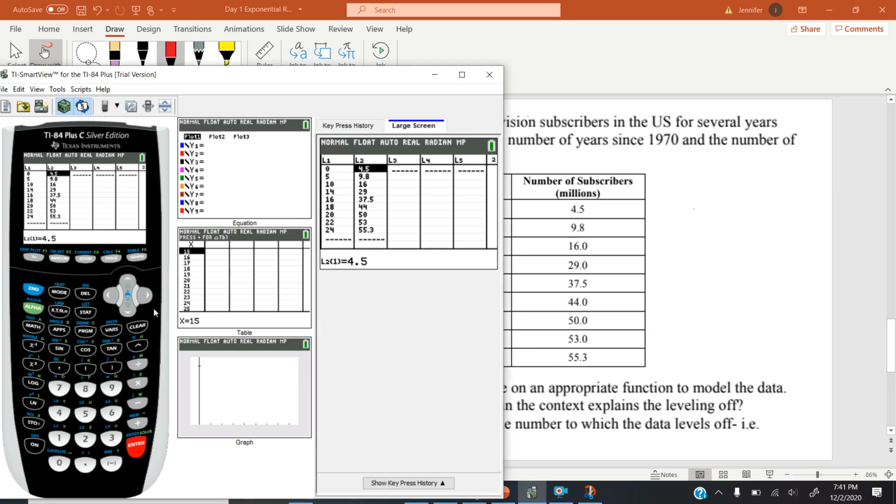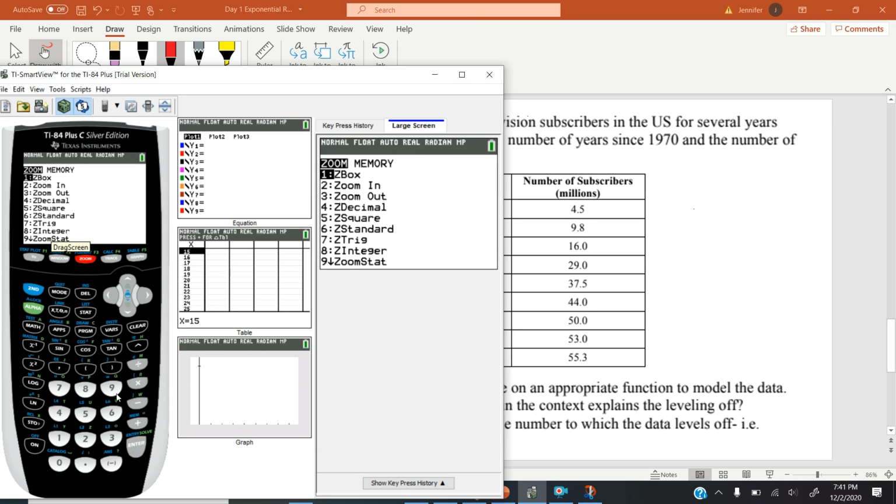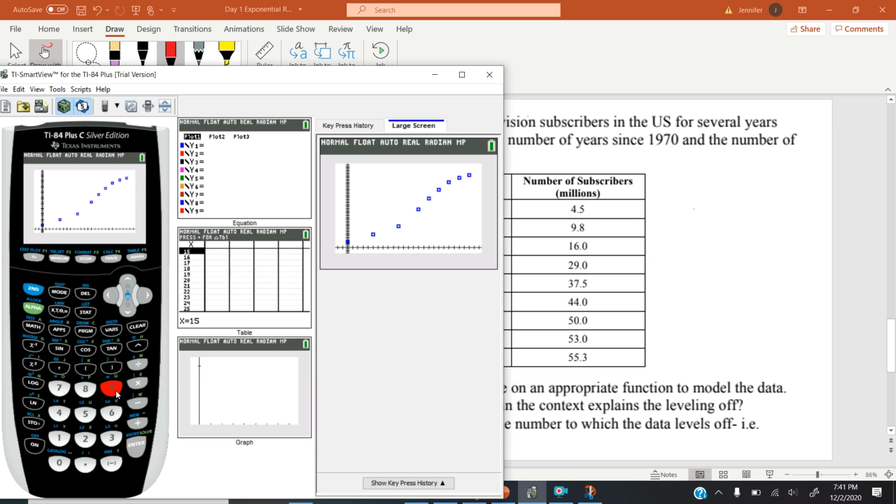If you come back to your calculator, I already entered the data in here, and we just want to see a scatter plot, so I'm going to hit zoom 9 and get the zoom stat up there again. So again, I'm going to go ahead and copy this graph over so that we can talk about it.